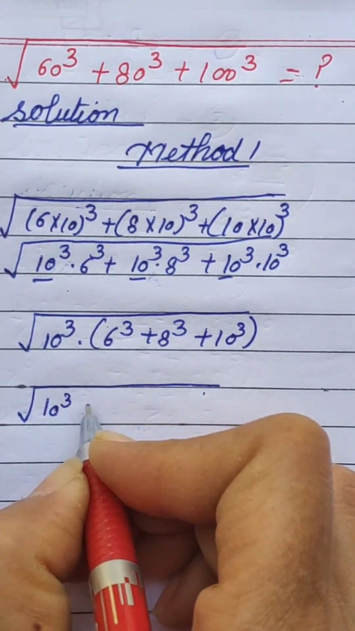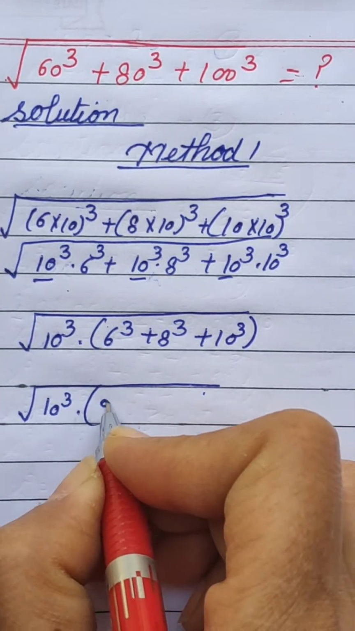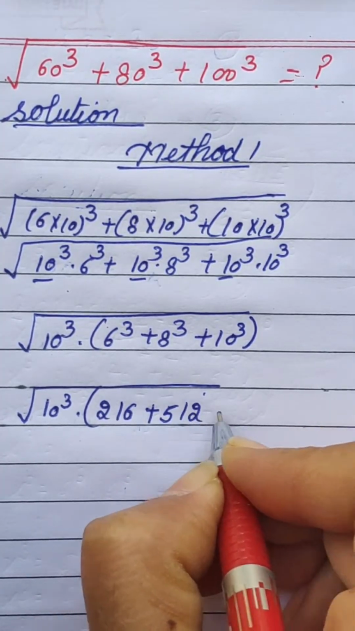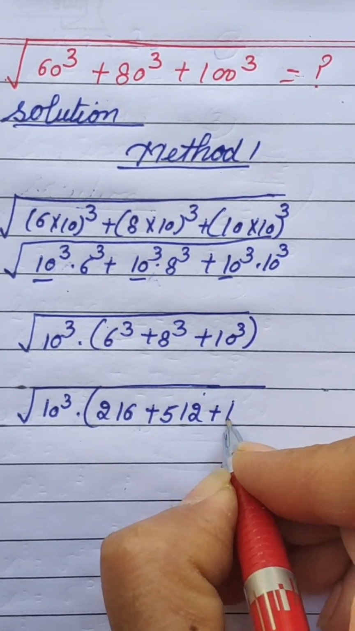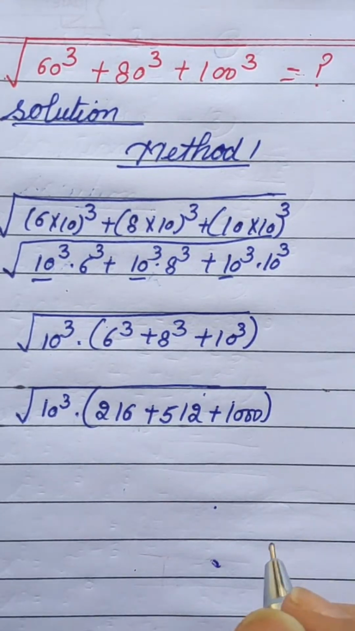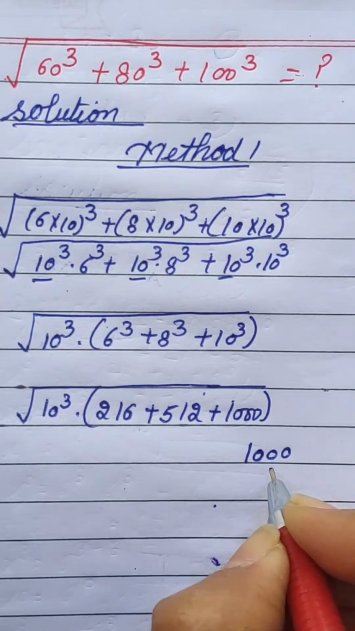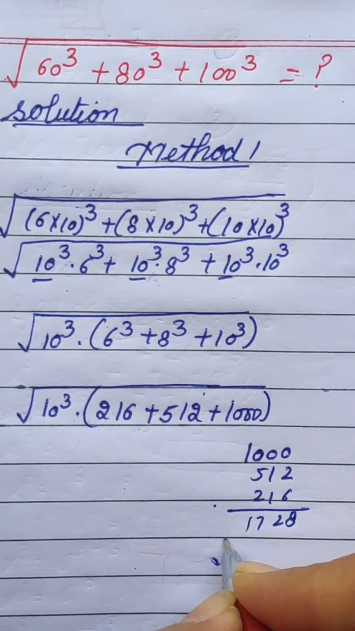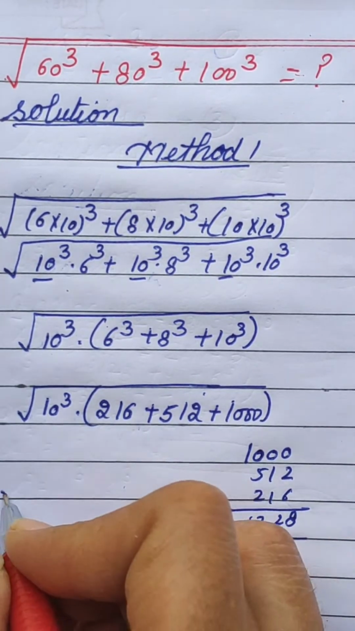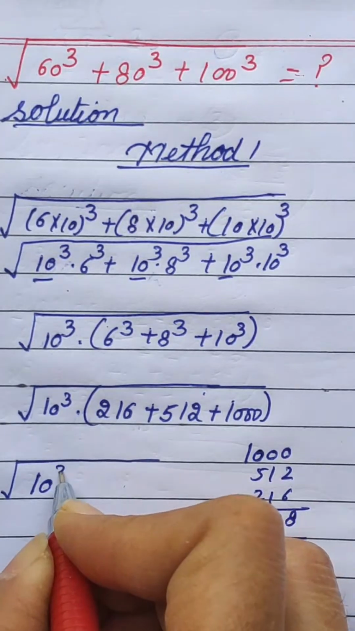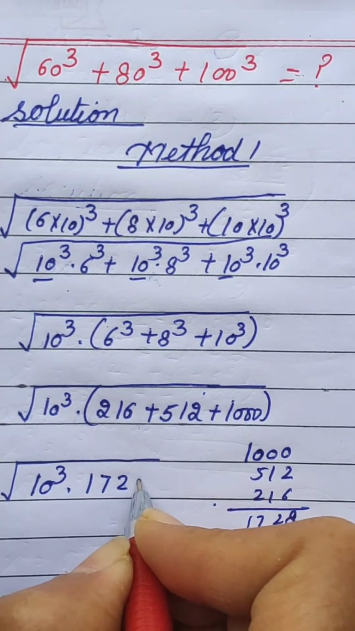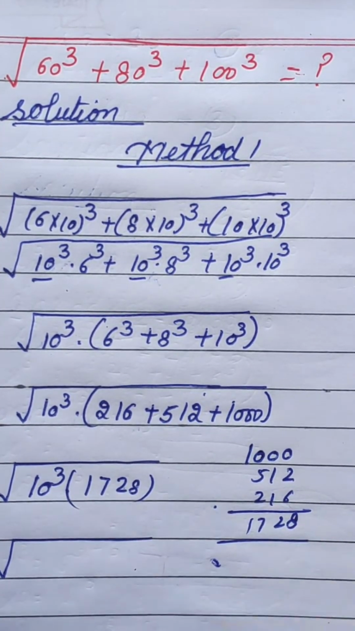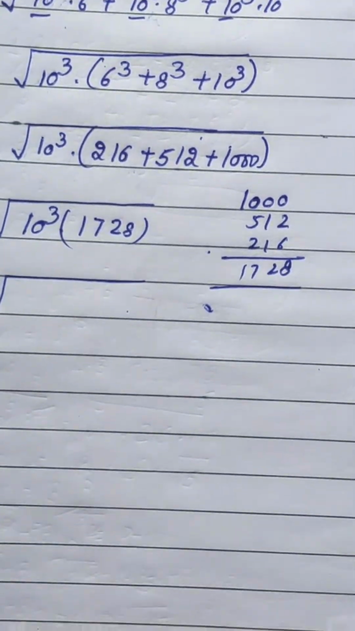10 raised to the power 3, 6 cubed is 216, 8 raised to the power 3 is 512, and 10 raised to the power 3 is 1000. So we can add these, right? 1000, 512, 216, here 1728. So we will write here 10 raised to the power 3 into 1728, right? We'll solve it here. Next, I hope it is visible to you.